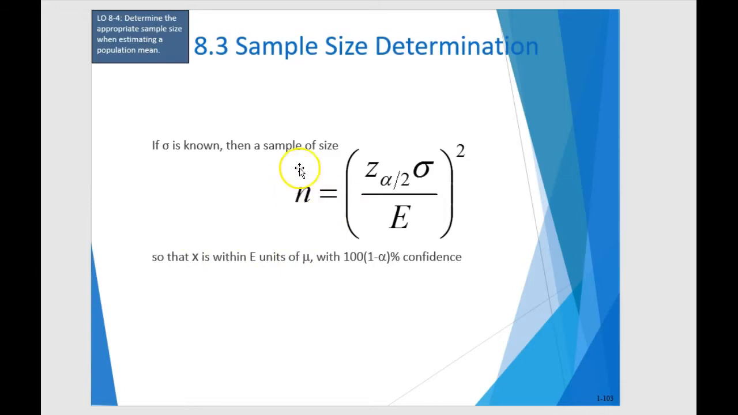We're just going to say n is equal to z of alpha half, so the z value for a certain confidence interval, times sigma divided by e, which e represents the number of units away from mu. Okay? And that whole thing is squared. And that's going to give us the sample size in order to give us a certain level of confidence. And that level of confidence is going to be whatever alpha specifies. So this is our formula for a z-based sample size determination.